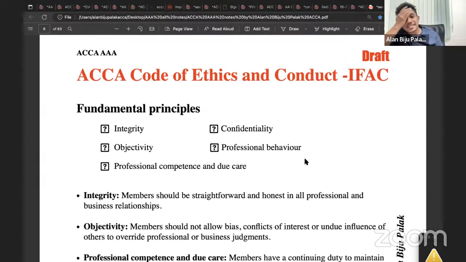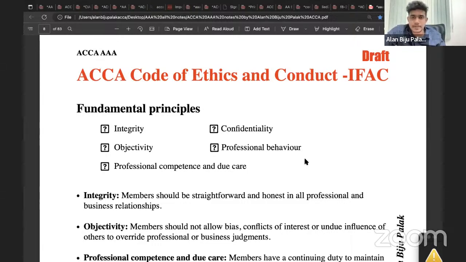Basically, when it comes to your AA exam, it was a direct, straightforward question where the examiner would ask you to mention, list down and explain the fundamental ethical principles. However, here in your AAA paper, you might be asked to identify the professional issues that the auditor faces while performing the audit. So to identify the professional issues, you need to understand the professional ethical code of conduct that has to be followed by each auditor. So it includes integrity, objectivity, confidentiality, professional behavior, professional competence, and due care.